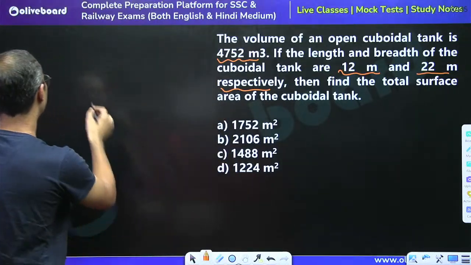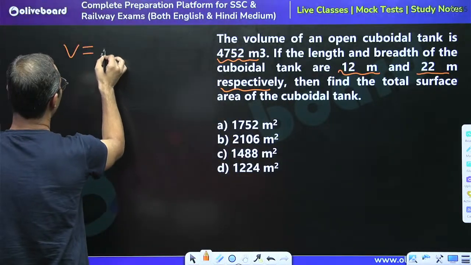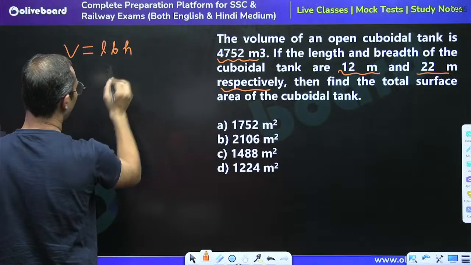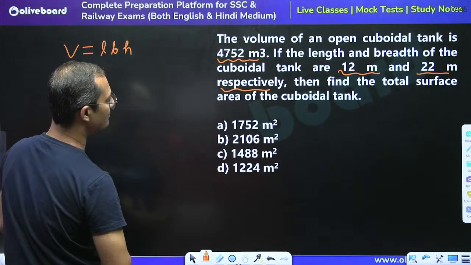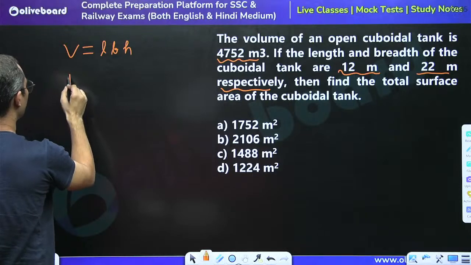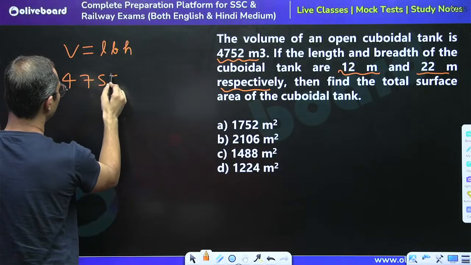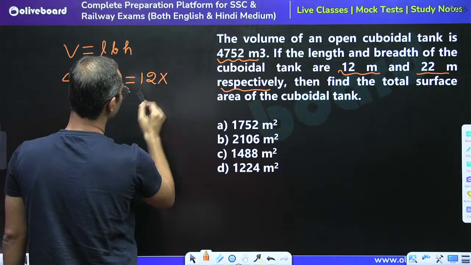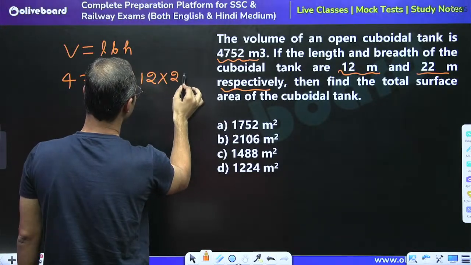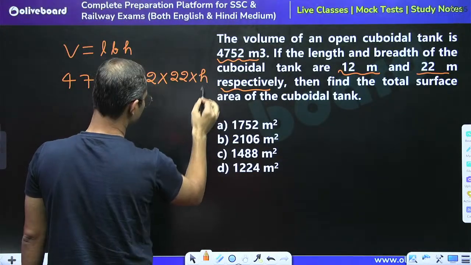Volume is given by L into B into H, right? So we have length, we have breadth. So we can say that 4752 is equal to how much? Length is how much? 12. Breadth is how much? 22. And what is the value of H?